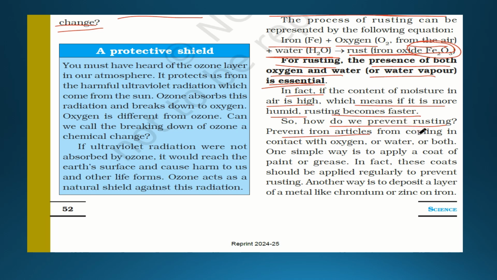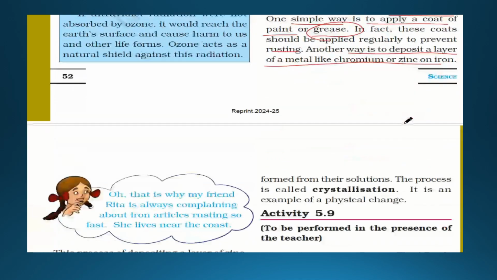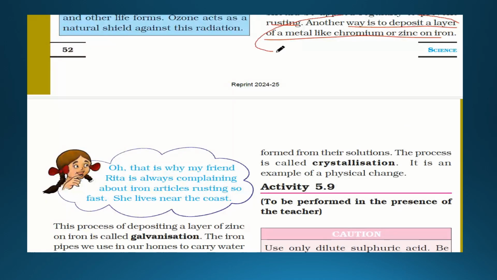Prevent iron from coming in contact with oxygen or water or both. One simple way is to apply a coat of paint or grease on it. In fact, these coats should be applied regularly to prevent rusting. Another way is to deposit a layer of metal like chromium or zinc on iron. This process of depositing a layer of chromium or zinc on iron is called galvanization.